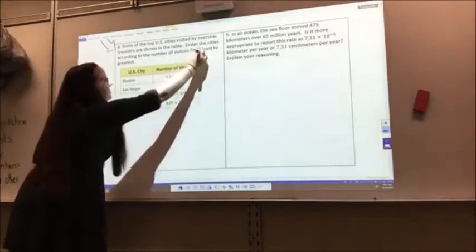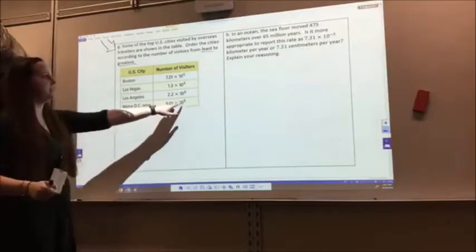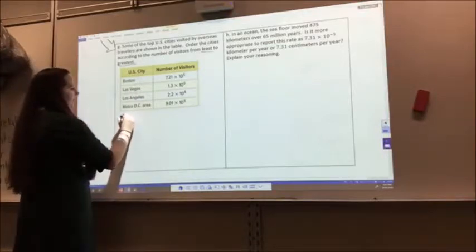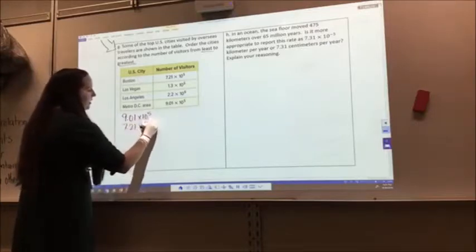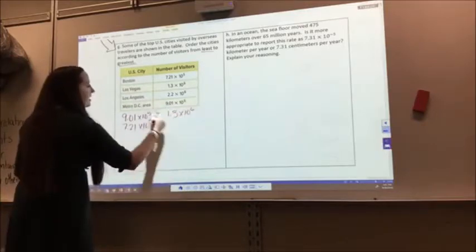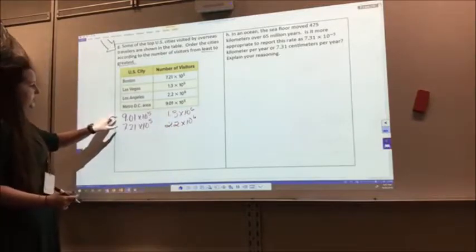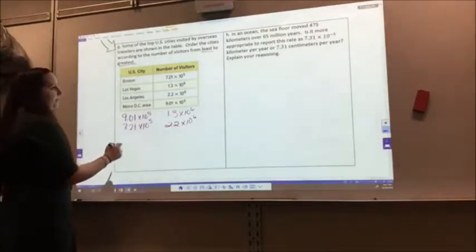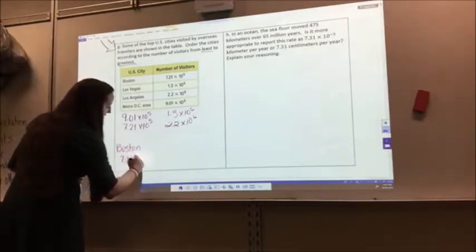And I'm going from least to greatest, so the smallest to the biggest. So the 2 with the 10 to the 5th, they're going to be my 2 smaller. So I have 9.01 times 10 to the 5th and 7.21 times 10 to the 5th. And then I have Vegas, 1.3 times 10 to the 6th, and Los Angeles, 2.2 times 10 to the 6th. So I want to figure out my smallest between 7.2 and 9.01. 7.2 is smaller, so that's Boston. So Boston's first, 7.21 times 10 to the 5th.